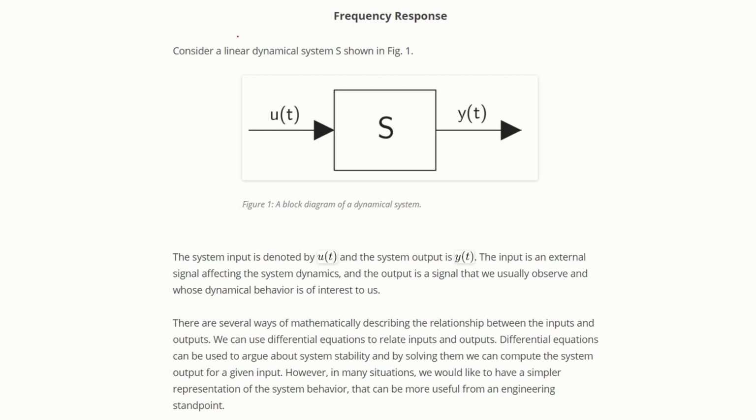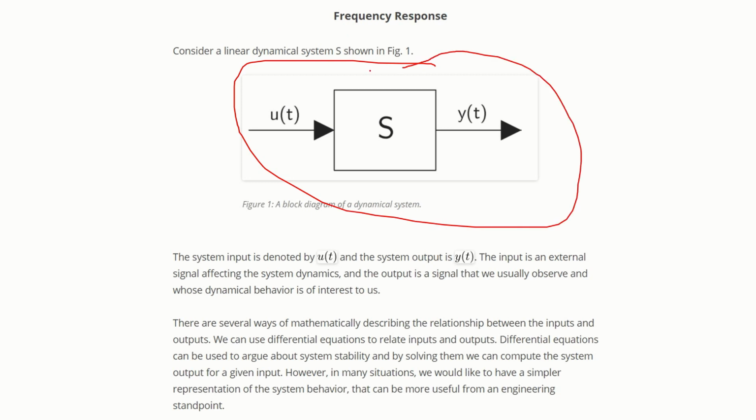Let us now explain the frequency response of a linear system. So, here is a system representation. This is the so-called block diagram. u(t) is an external input affecting the system dynamics, and y(t) is the system output. Now, what is the system output? The system output is some variable inside of the system that we actually measure.